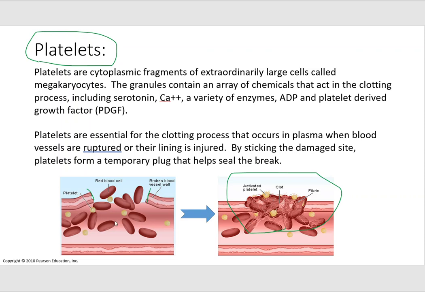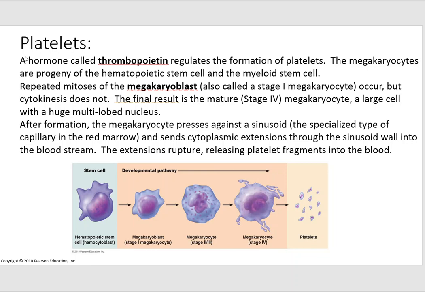They're going to be the first line because these guys are floating around in your blood. These are fragments of the megakaryocytes. They have a bunch of chemicals in there to help clotting: serotonin, calcium, some enzymes, and they also have this very important thing, platelet-derived growth factor, PDGF. That should be pretty easy to remember, platelet-derived, that you get those from platelets. Hopefully nobody misses that. So when it ruptures or lining, these guys will form a temporary plug to seal that, and we're going to talk a little bit more about that in just a second.